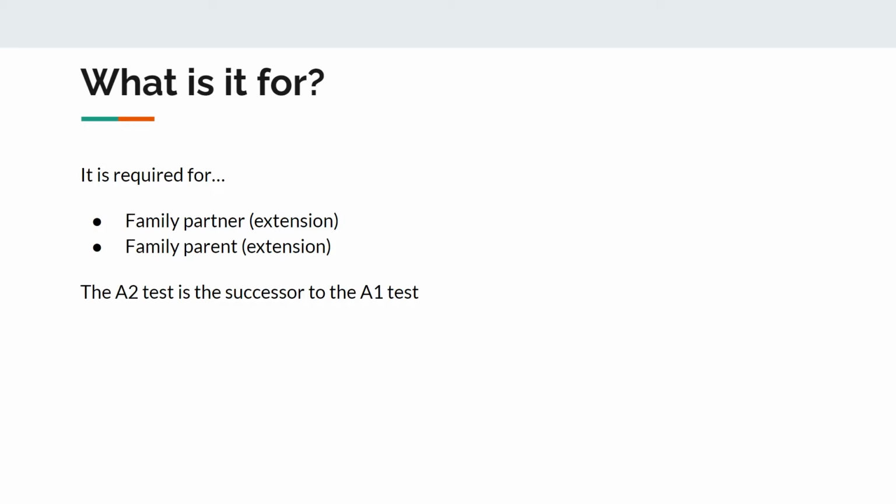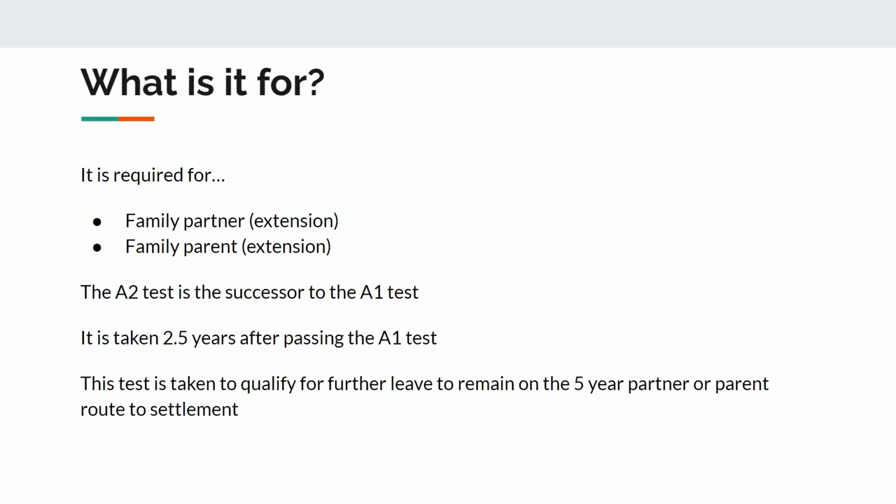Once you give the test, you can stay in the UK for 2.5 years before you have to give the A2 test. And this test is taken to qualify for further leave to remain on the 5-year partner or parent route to settlement. Meaning, once you give this test and spend another 2.5 years in the UK, you have now spent a total of 5 years in the UK, and now you can actually apply for settlement in the UK.